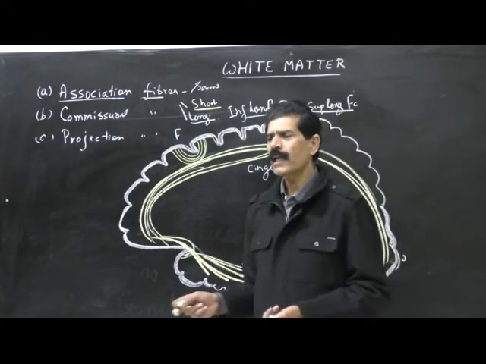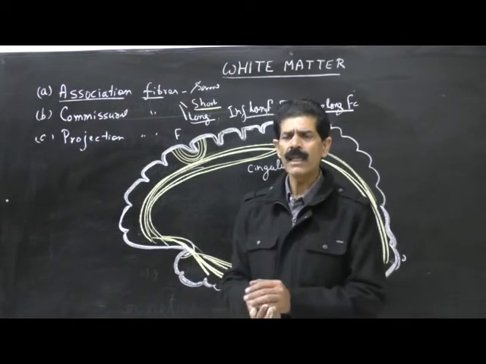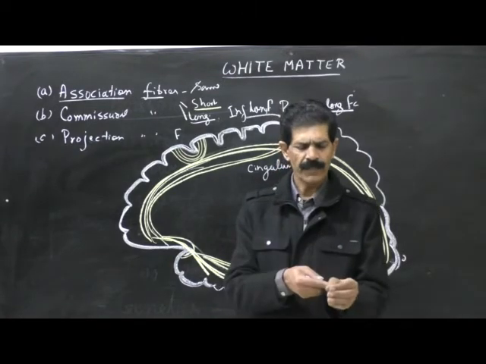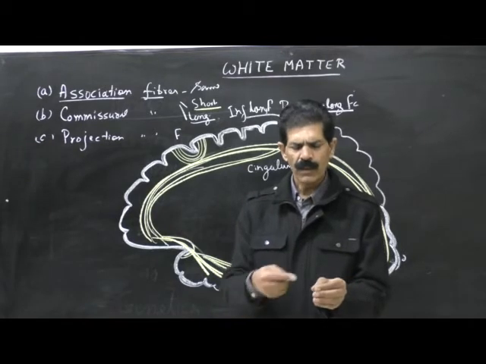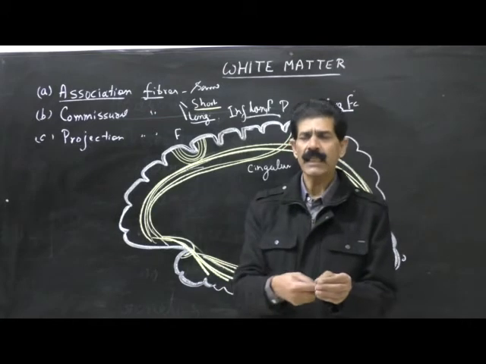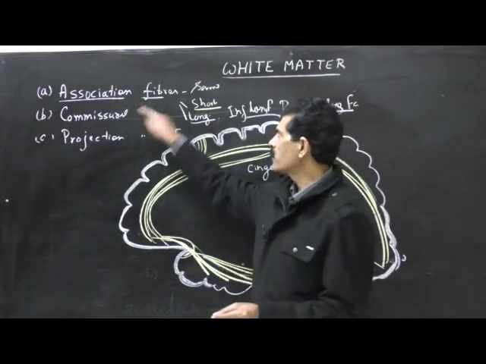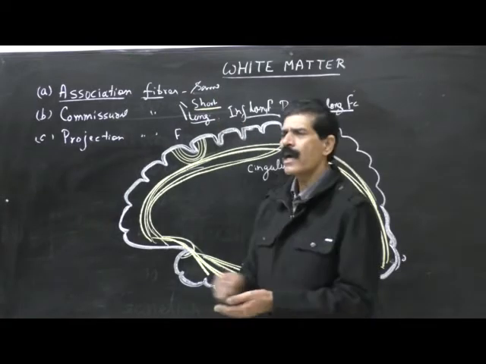But mainly you have to remember that they remain on the same side of the cerebrum. They do not cross over. The different cortical areas of the cerebrum are interconnected, but they remain on the same side. That is the character of the association fibers.